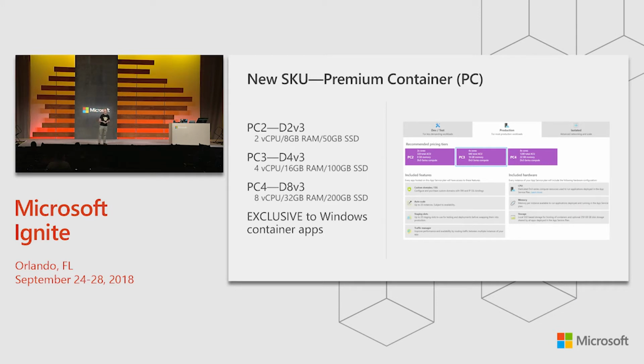PC2 offers 2 CPU and 8 gig of RAM with 50 gig local storage. And it's the local storage that's key for how many containers you're going to fit onto one of those instances, because that's where your container is hosted. It's hosted on the SSD. So we go all the way up to a PC4, which is an 8-core and 32 gig of RAM with a 200 gig SSD. These are exclusive to Windows Container Apps. No other type of application on Azure App Service can be deployed onto this SKU. It is purely for Windows Container Apps.